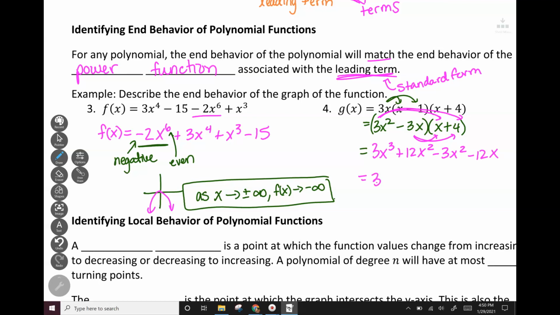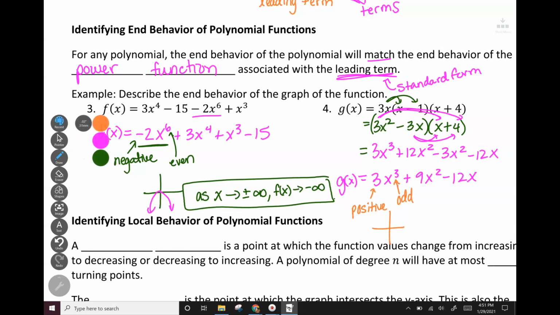Let's combine like terms. All right, perfect. So that's g of x. Now let's look at our leading term, because we know that that's the one that determines our end behaviors. This is positive, so it's not going to reflect, but my degree is odd. So that means that it's going to look like the cubic function, like so. So let's write our end behavior.